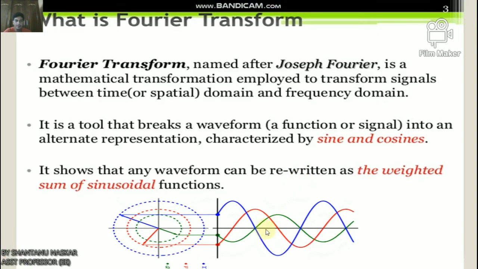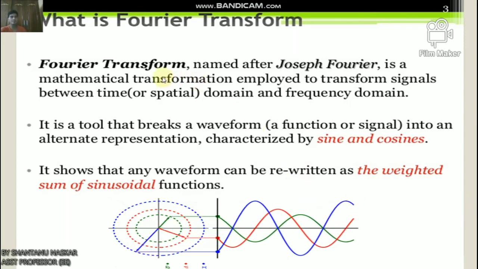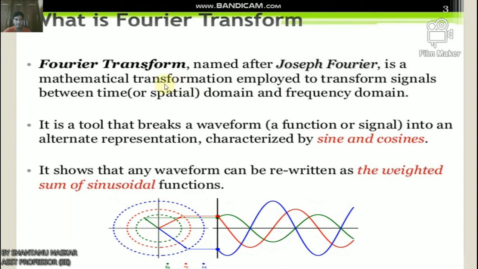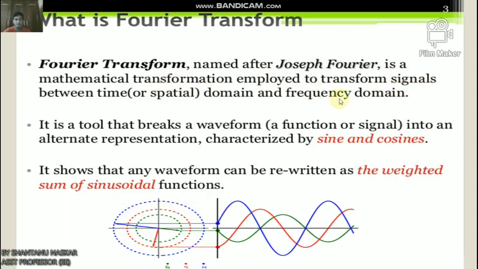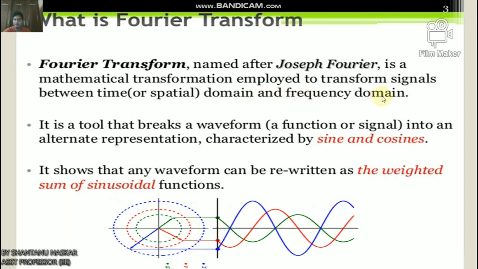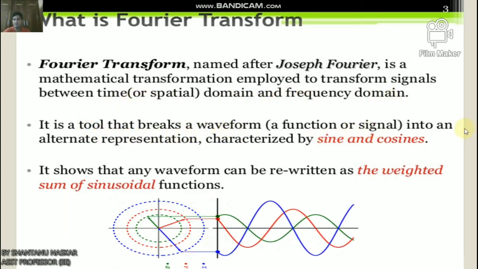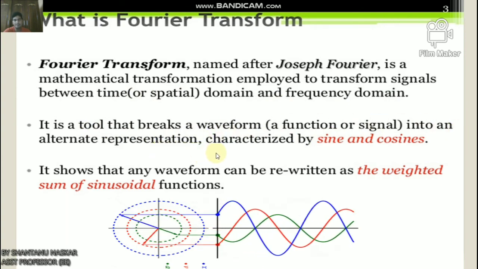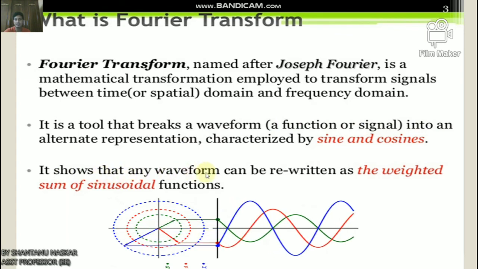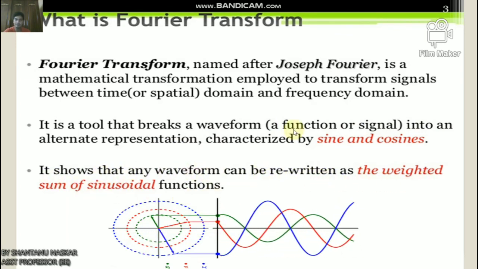Now we come to the Fourier transform. So what is the Fourier transform? The Fourier transform, named after Joseph Fourier, is a mathematical transformation employed to transform a signal between the time or spatial domain and the frequency domain. It is a tool that breaks a function or signal into an alternative representation characterized by sine and cosine. It shows that any waveform can be rewritten as the weighted sum of sinusoidal functions.